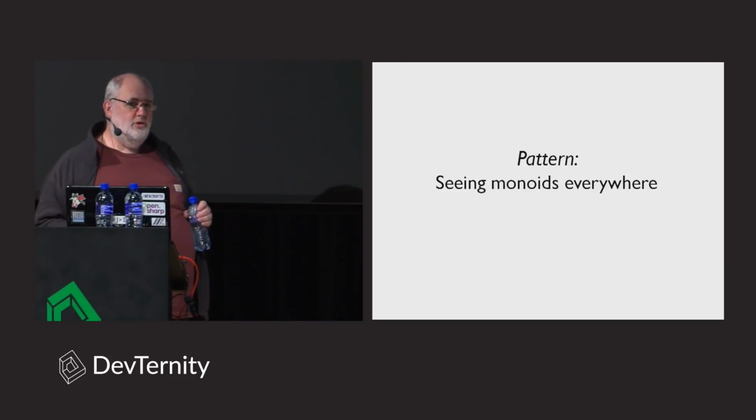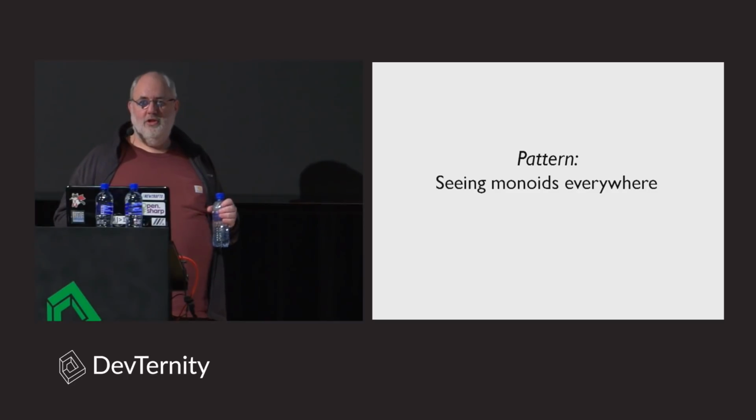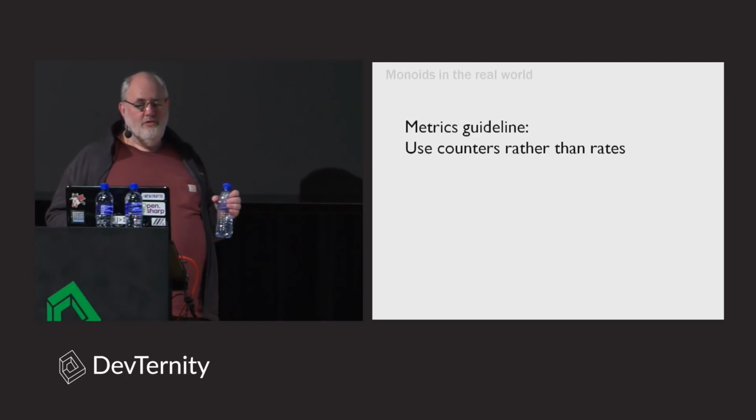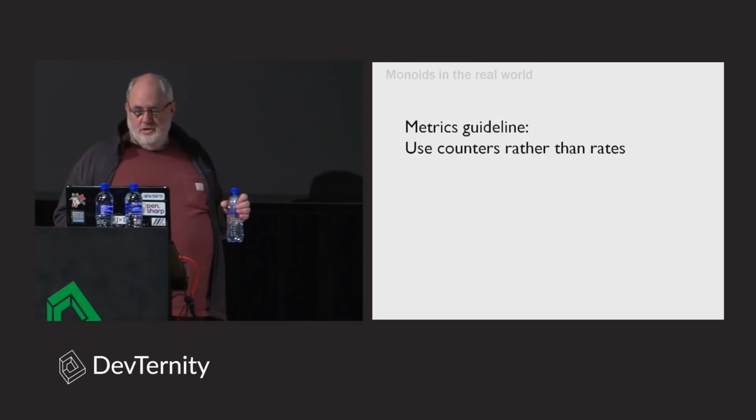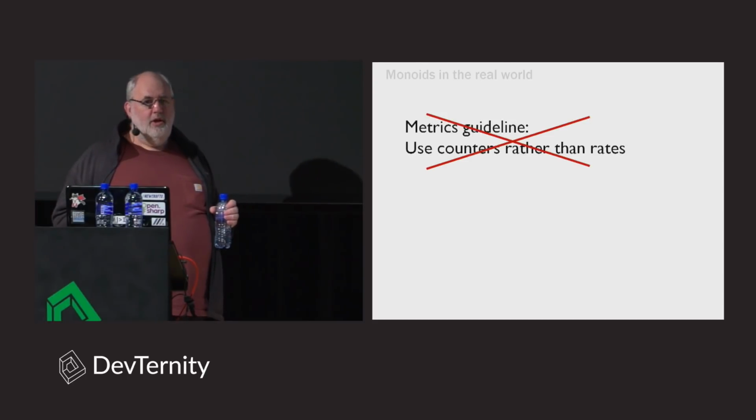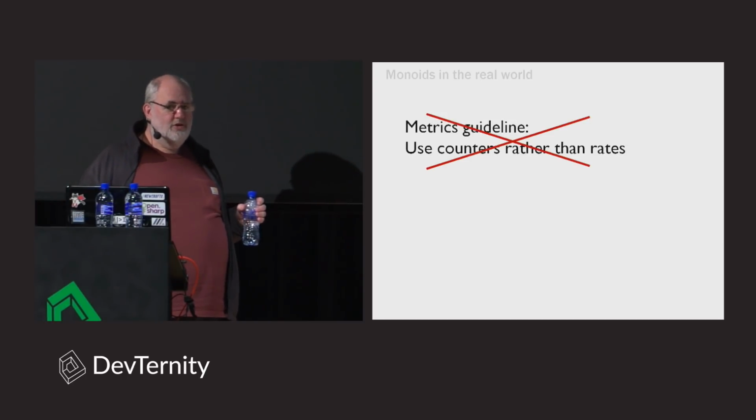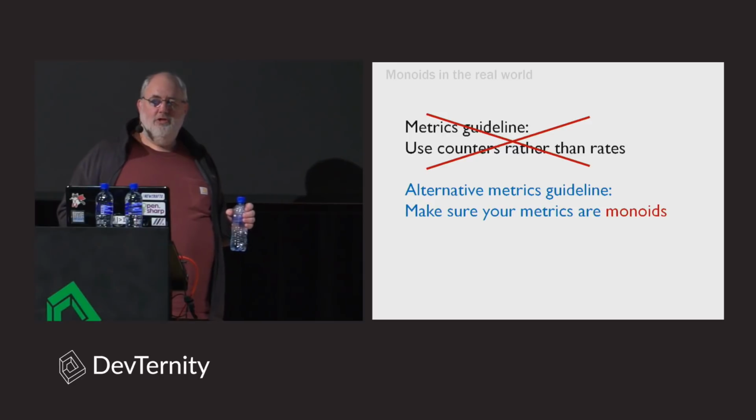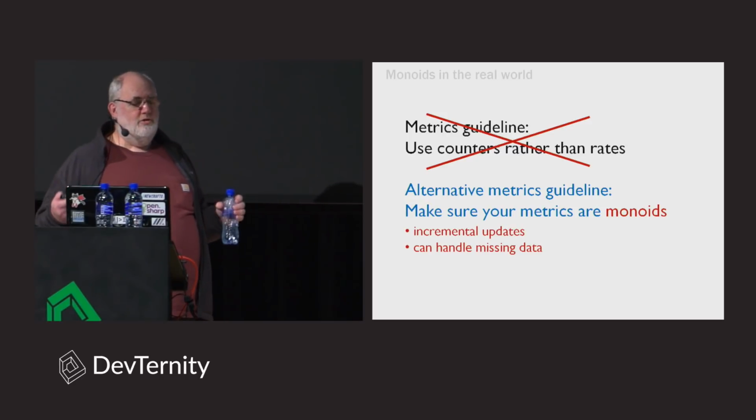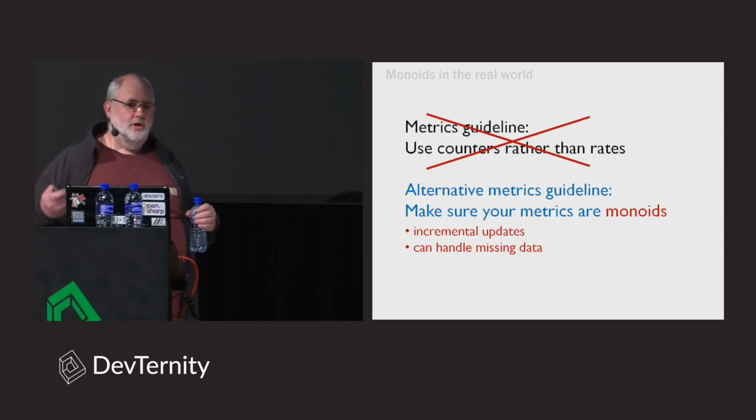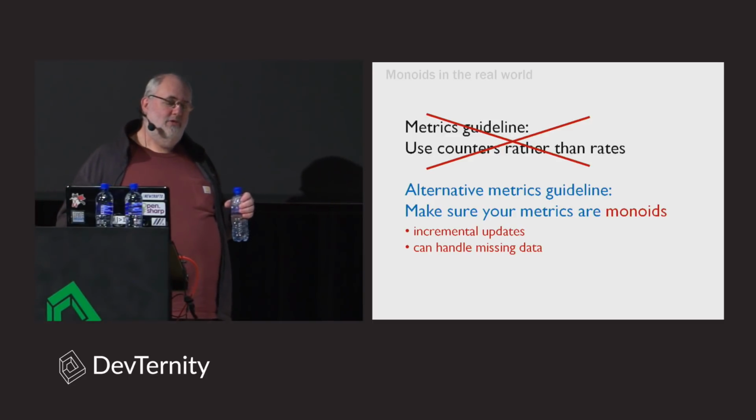So once you start using monoids, you really start seeing them everywhere. You start seeing this is a monoid, this is a monoid. So for example, there's a famous metrics guideline. If you're doing DevOps, one of the guidelines is use counters rather than rates. And if you think of it in terms of monoids, you just say, well, make sure your metrics are monoids. That's exactly the same thing, because it means you can do incremental updates, you can handle missing data, you get accumulation for free, you get parallelization for free, all that stuff.